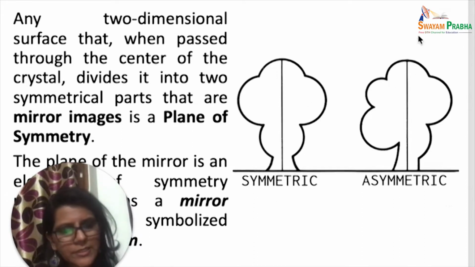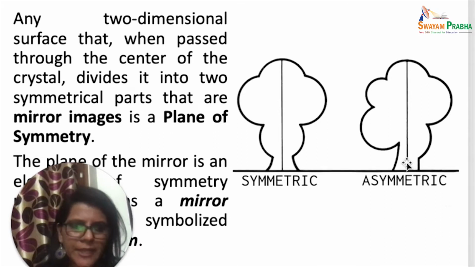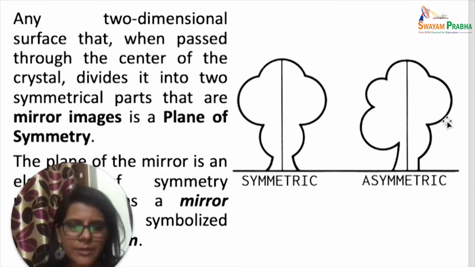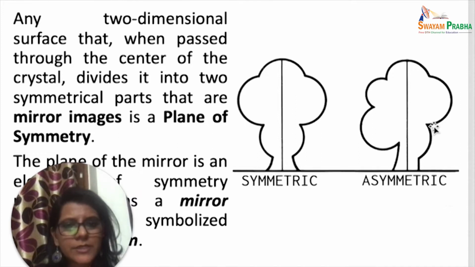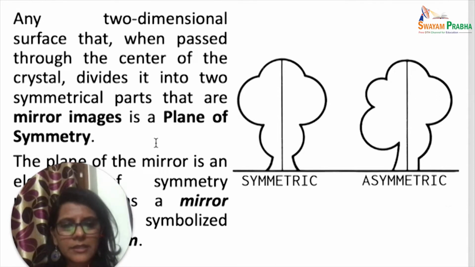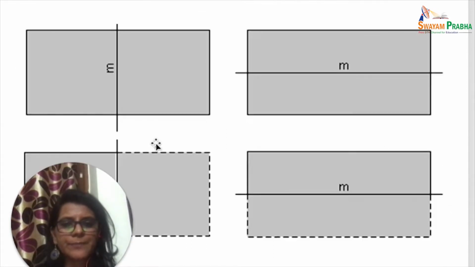And now look at this figure. You put a plane. Imagine a paper being kept. This is not a mirror image of this. So this does not have a plane of symmetry. So any two-dimensional surface that, when passed through the center of a crystal, divides it into two symmetrical parts is said to have a plane of symmetry, or a mirror image is formed.